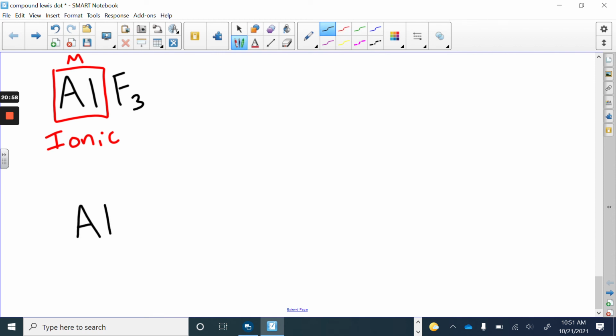Start with aluminum. Aluminum has 3 valence electrons. And then we have to add the fluorine, and we have 3 fluorines. So 1, 2, 3. Fluorine has 7 valence electrons. So we'll draw those here. 1, 2, 3, 4, 5, 6, 7. These are going to look the same.